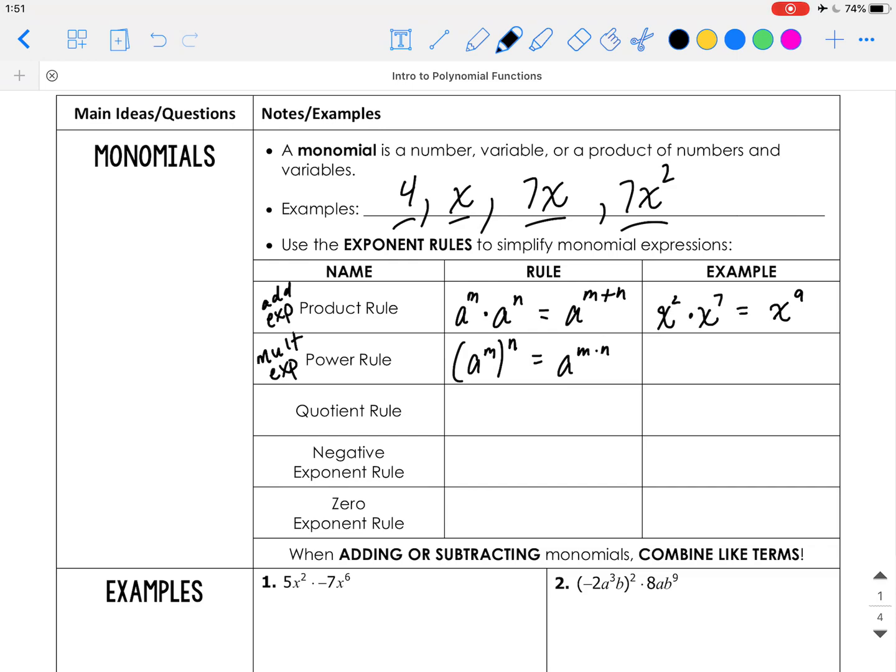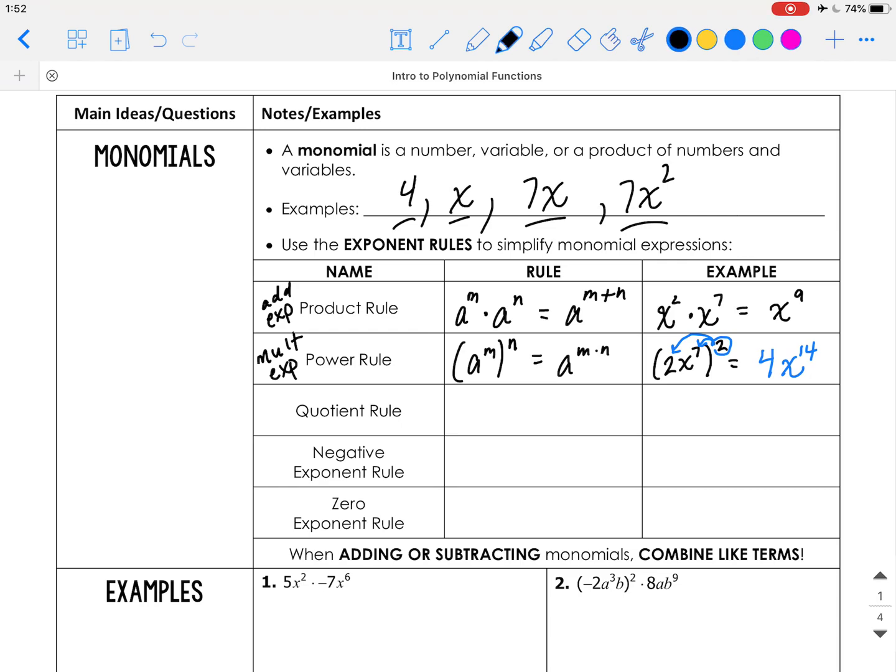So let's do 2x to the 7th, and let's raise this to the 2nd. What I have to do is distribute this little exponent to my 2 and to my 7. So I will have 2 squared, which is 4, and I will also have to do 7 times 2, because with exponents we multiply. So again, with coefficients we raise it to the 2nd, with exponents we multiply. So 7 times 2 will give me 14.